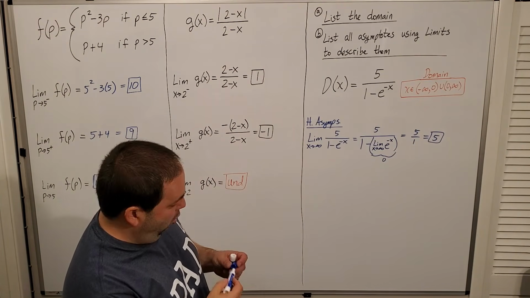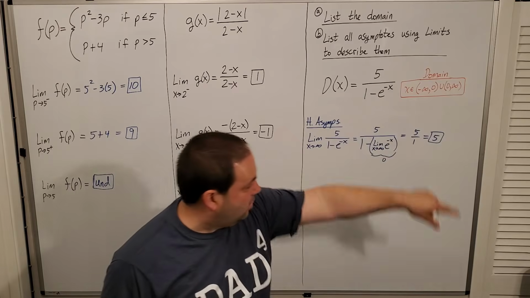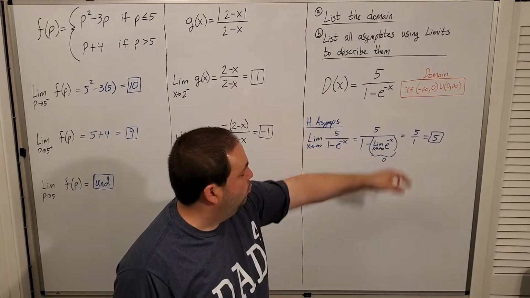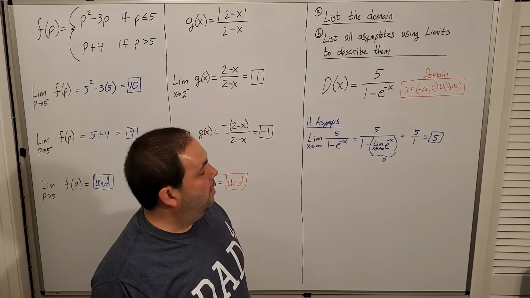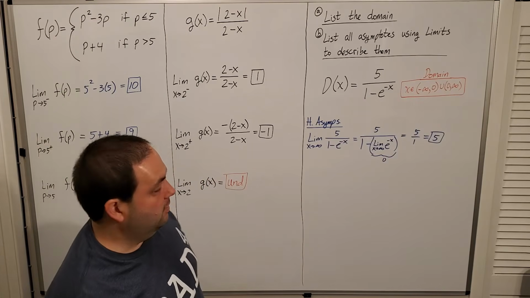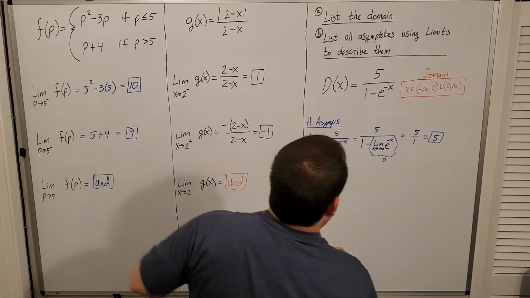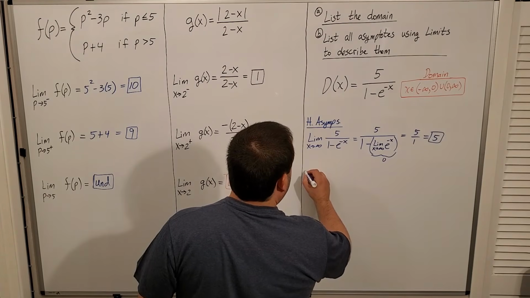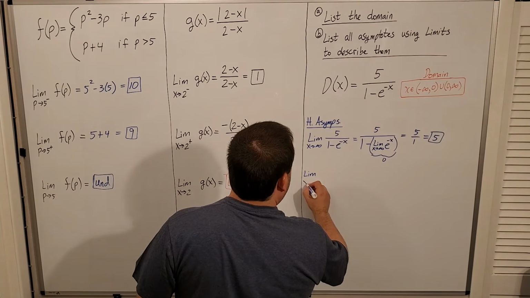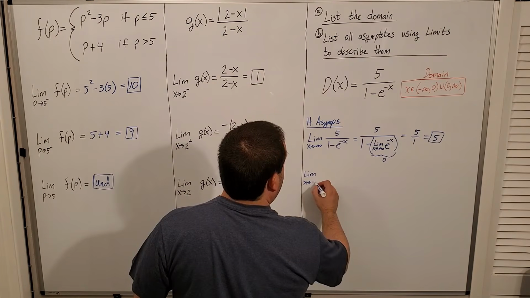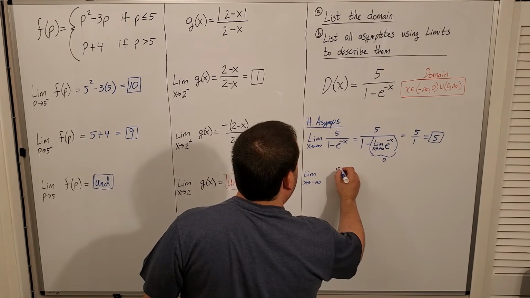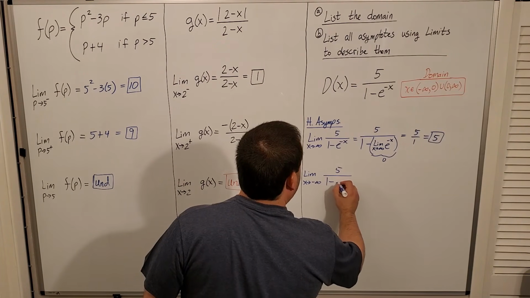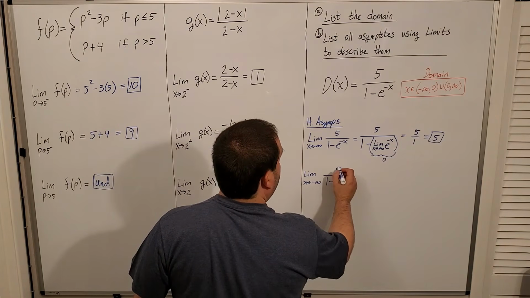Okay, so there's a horizontal asymptote. As x goes off to infinity, the function will want to hug the y equals 5 line. Next, what about negative infinity? The limit as x goes to negative infinity of 5 over 1 minus e to the negative x.